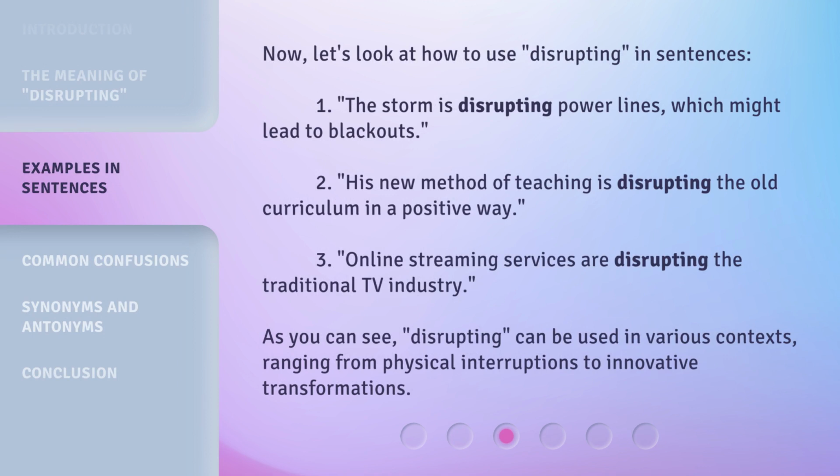Now, let's look at how to use disrupting in sentences. 1. The storm is disrupting power lines, which might lead to blackouts. 2. His new method of teaching is disrupting the old curriculum in a positive way. 3. Online streaming services are disrupting the traditional TV industry. As you can see, disrupting can be used in various contexts, ranging from physical interruptions to innovative transformations.